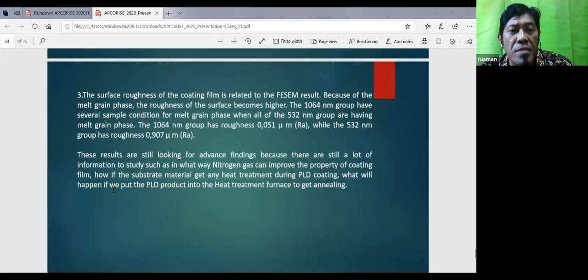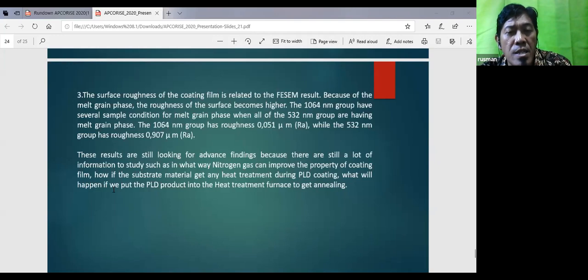And about the surface roughness, it is related to the microstructure result because of the melt grain phase, the roughness of the surface becomes higher. The 1000 group has several sample conditions with melt grain phase, while all of the 500 group have melt grain phase. So the 1000 group has a roughness of only 0.051, meaning a smooth surface, while the 500 has quite a rough surface with a roughness value of 0.907.